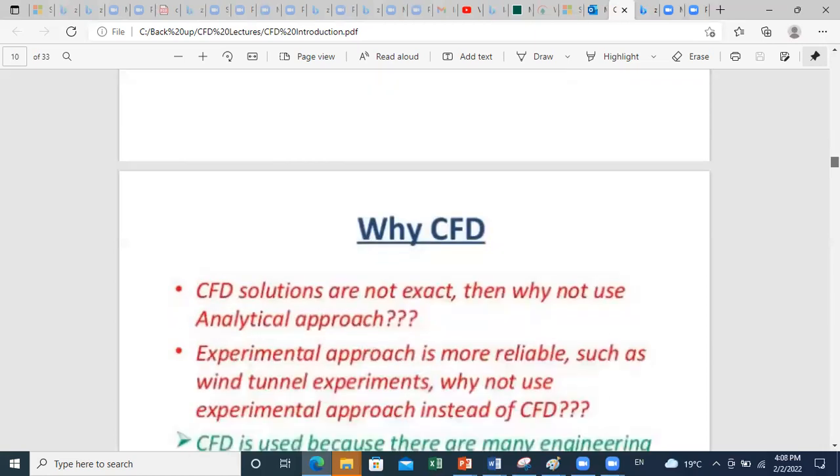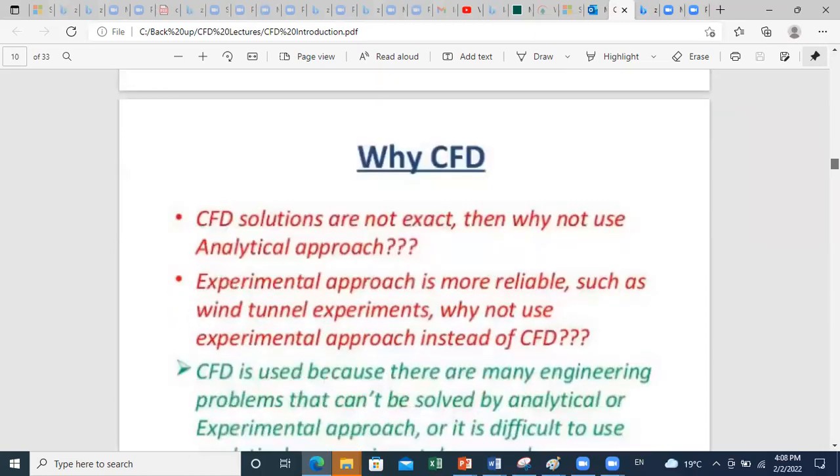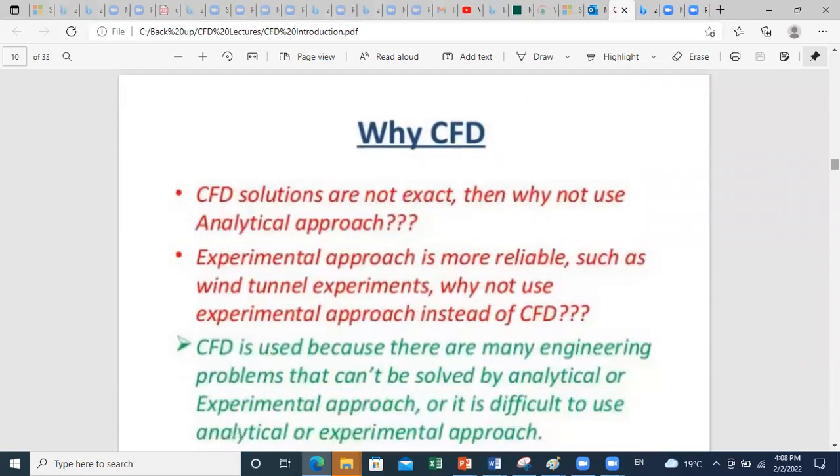Now, what is the reason for using CFD? We already said that computational fluid dynamics solutions are not exact. So why not use the analytical approach? The reason is that few problems, especially in the engineering field, have analytical solutions. So we need to go to other strategies, either experimental or CFD.